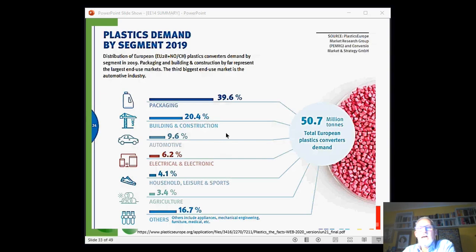Okay, we talked about plastics, and plastics are an incredibly important part of modern life. You just have to look around you to see how much plastic there actually is. And even though you may say, well, we need to do without plastics, can you imagine a smartphone made of metal, wood, or glass? I don't think it's really going to work.